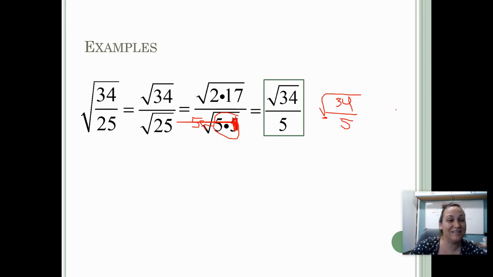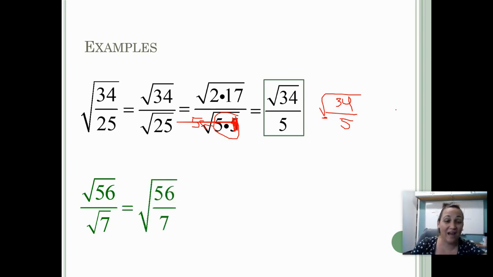All right, let's try one more together. In this problem, again, I have a square root below the fraction bar, which is not allowed in math class. Now, in this problem, I noticed that 56 is divisible by 7. So unlike our first problem, in this problem, it actually would be good for me to put the entire fraction under one square root. That way I can simplify 56 divided by 7. 56 divided by 7 is 8. And so now I can change this to just the square root of 8.